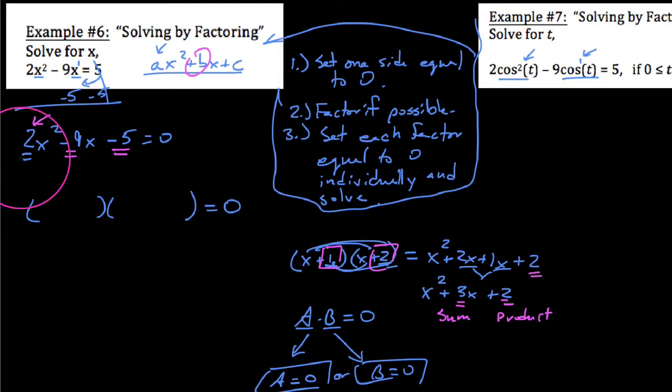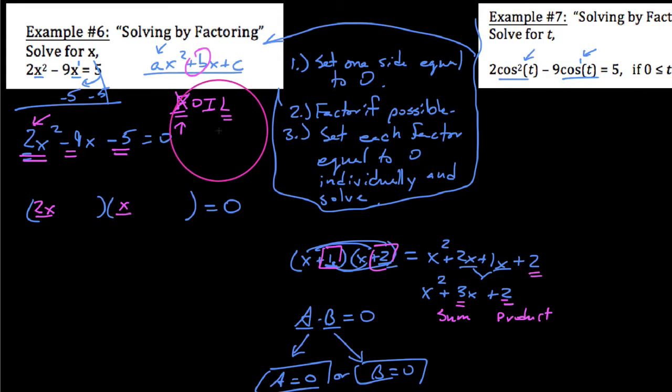What I mean by this is we're going to start with this, like a reverse FOIL. The first thing we want to do is guarantee that we get our first term, which is 2x squared. So what can I put here and here that, when I multiply them, gives me 2x squared? It would have to be a 2x times an x. So the good news is we've already taken care of the F part.